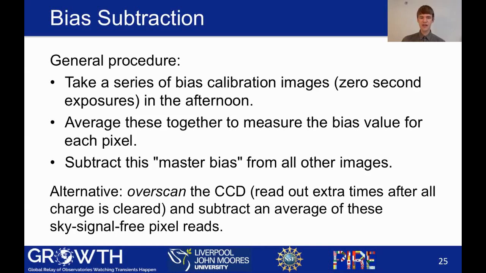An alternative method is to overscan the CCD during the other exposures by continuing to read out the array even after the astronomical signal has been cleared, which allows us to measure a common bias value for the detector as a whole.